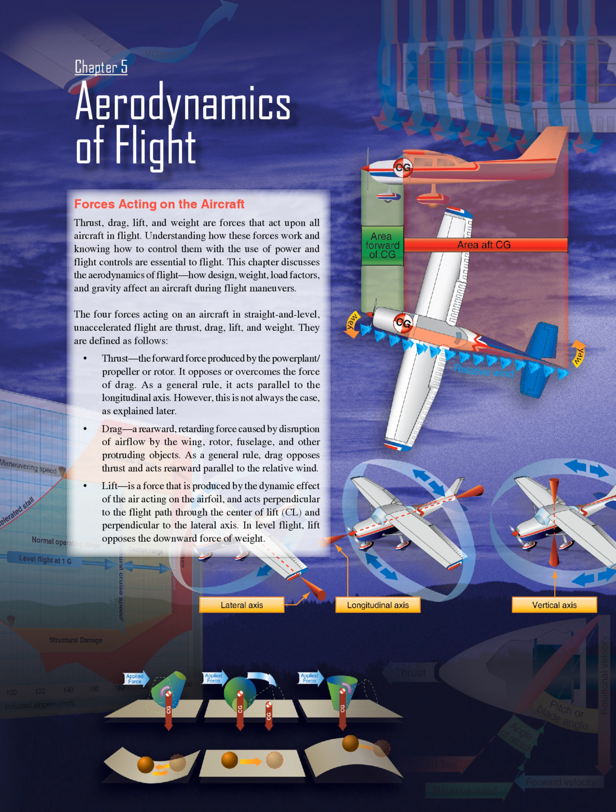Drag, a rearward, retarding force caused by disruption of airflow by the wing, rotor, fuselage, and other protruding objects. As a general rule, drag opposes thrust and acts rearward parallel to the relative wind. Lift is a force that is produced by the dynamic effect of the air acting on the airfoil, and acts perpendicular to the flight path through the center of lift, CL, and perpendicular to the lateral axis. In level flight, lift opposes the downward force of weight.